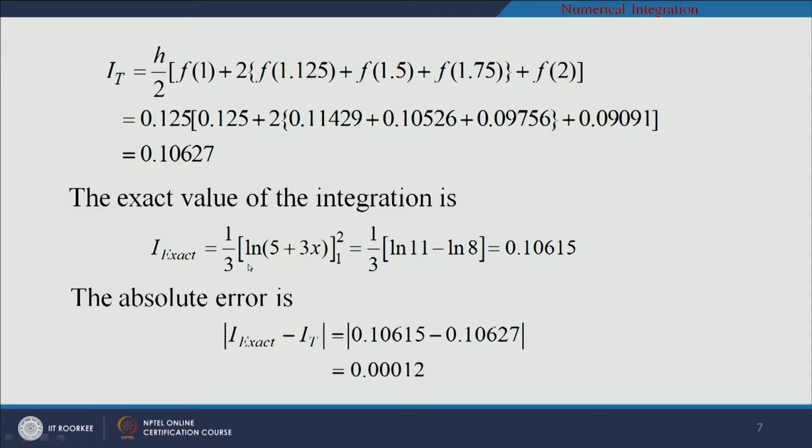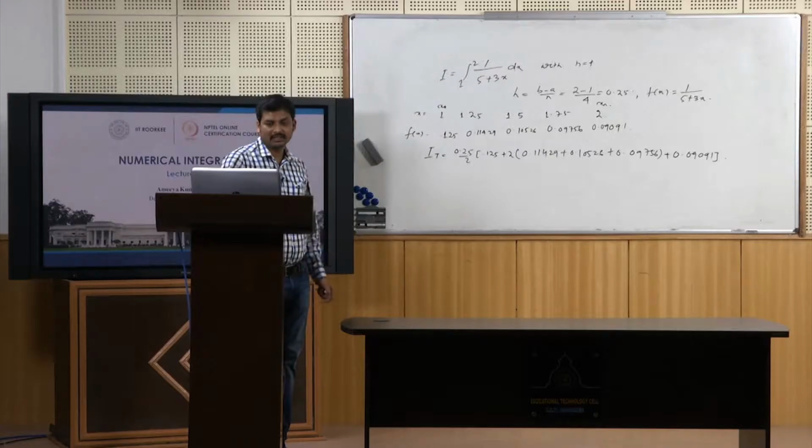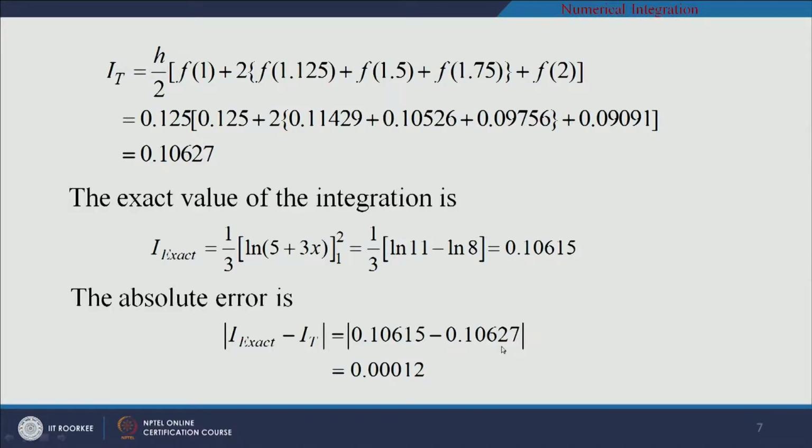The exact value of this integration, if you compute it, is 1 by 3 times ln(5 plus 3x), and if we put in the range 1 to 2, we obtain 0.10615. The absolute error, that is |I exact minus I_T|, is 0.10615 minus 0.10627, which is 0.00012. It is very small.